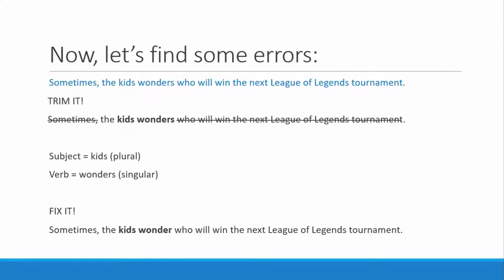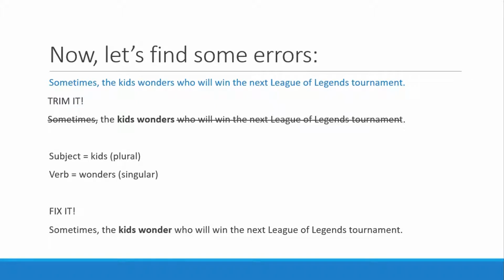But if we look at the sentence and trim it, we would get rid of sometimes. You could get rid of the as well, but I think it actually helps us to understand if we have agreement or not. You would also get rid of who will win the next League of Legends tournament. And we're left with the kids wonders. Now, they are not in agreement, right? Kids does not agree with wonders. Kids is plural and wonders is singular. So those are not in agreement. So we need to fix it. We need to change our verb wonders to the plural form. And it would sound like sometimes the kids wonder who will win the next League of Legends tournament.